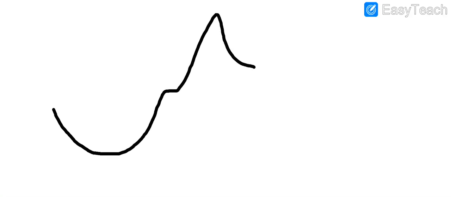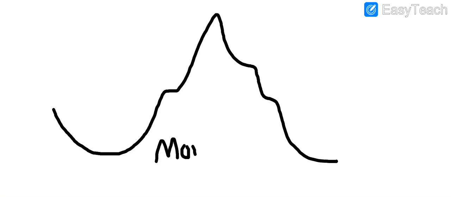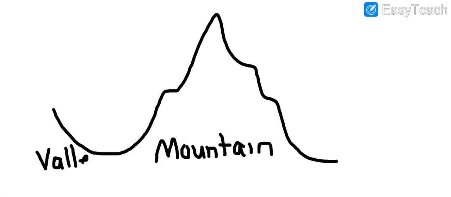So I'm going to make a little valley shape, and then I'm just going to draw a mountain. So here is my mountain. And here is my valley. A valley is that little dip down where we have a lower level, and our mountain obviously is much higher. So we're going to start with daytime.